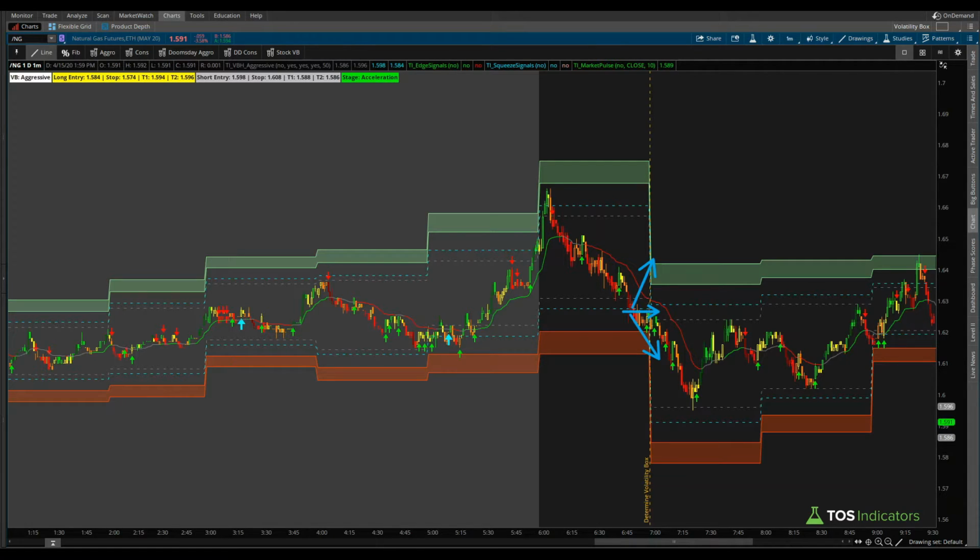And so in the case of natural gas, that was no questions asked. The sellers won that battle, right? And this is the point at which, if you had the trading assistant clouds, it tells you to switch over to a more conservative model.